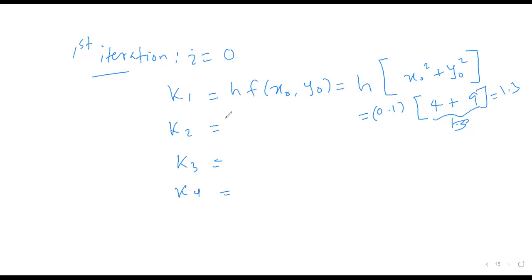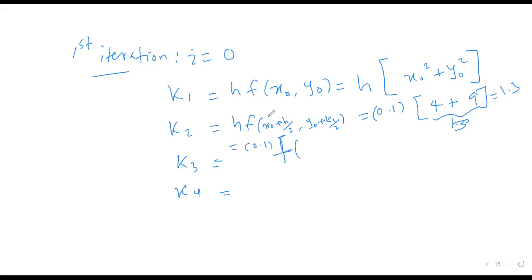So where you have to be careful, put x naught plus h by 2. Okay, so 0.1 divided by 2. So just substitute in the calculator carefully. Okay, yes, that's correct. So it will be h of f of x naught plus h by 2, y naught plus k1 by 2. So what you have to substitute is 0.1 in the function. So first of all, you write the function as it is, okay?